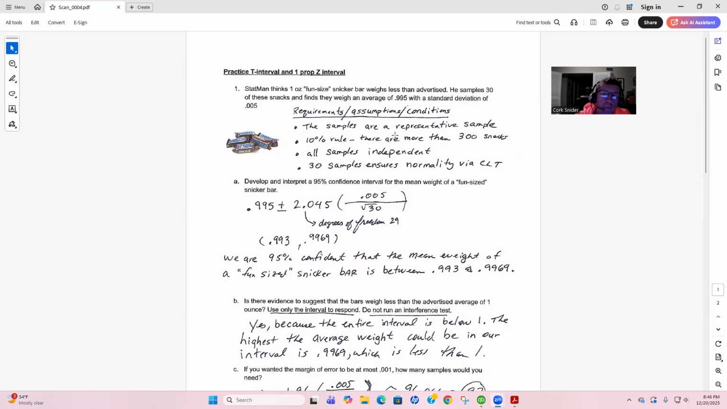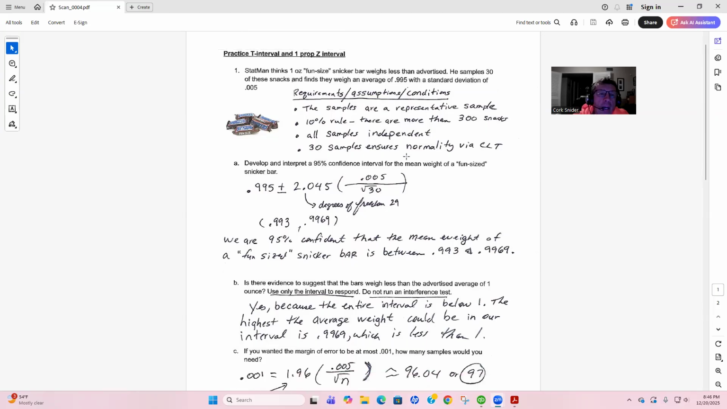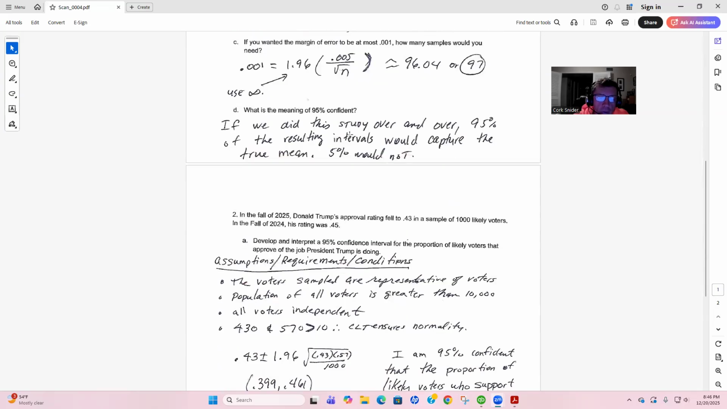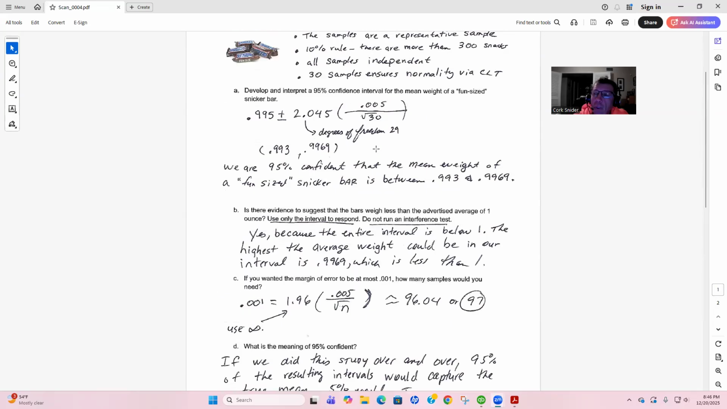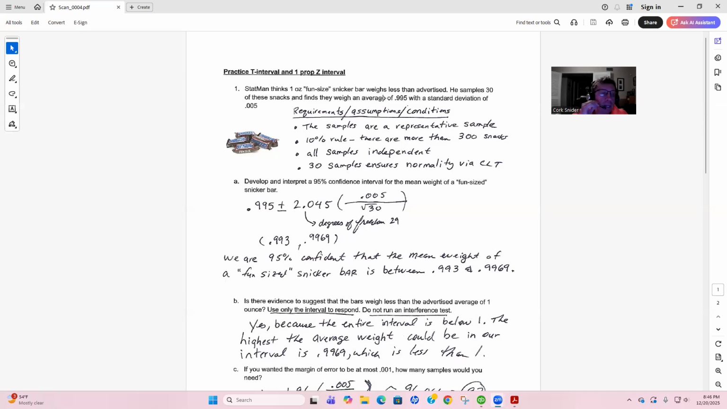Review your Chapter 8 confidence intervals in two prompts. This should be really good for you. I'm going to do a one prop Z interval, and I'm also going to do a T interval. I'll do the T interval first, and then the one prop Z down here. This should be all you really need to get ready for the Chapter 8 test. Pretty solid stuff.